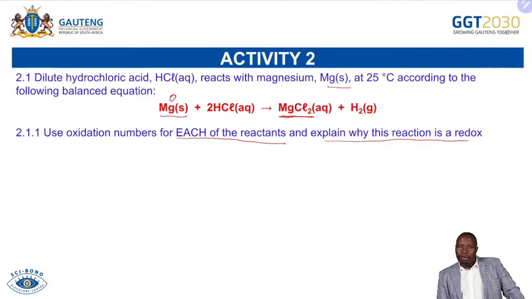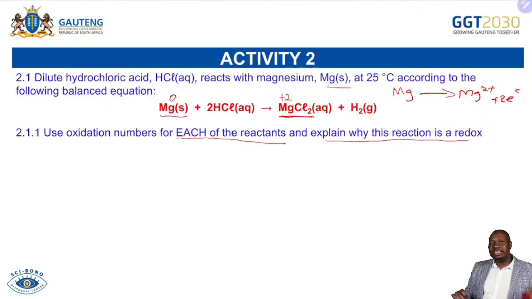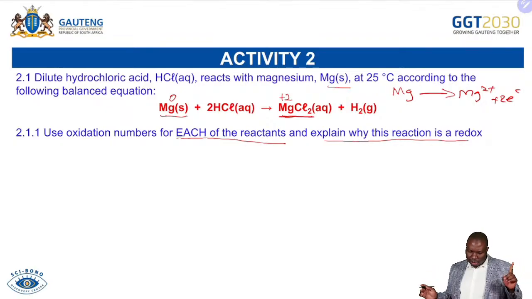Magnesium in a compound. Remember, chlorine is group 17, magnesium is group 2. Definitely group 2 have a charge of +2. So you know that for magnesium, it moved from 0 to +2. So already you can see that here, magnesium is moving to magnesium 2+, meaning that it has lost electrons. That is the first condition to say, wait, this one can be a redox because magnesium is losing electrons.